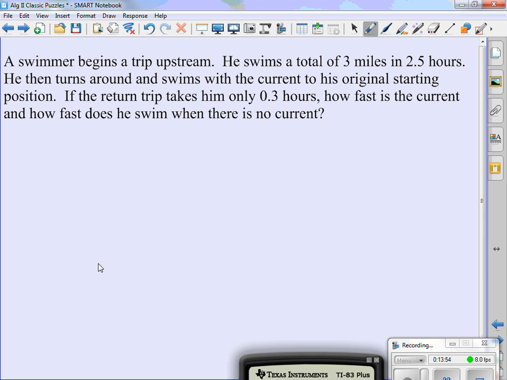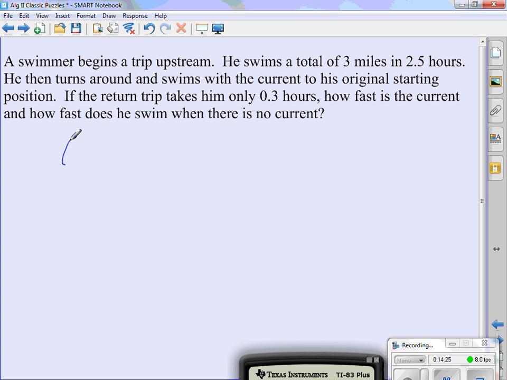Try to set up this one. This one here, I have a swimmer, begins a trip upstream. He swims a total of 3 miles in 2.5 hours. He turns around and swims with the current to his original starting position. It only takes him 0.3 hours. How fast is the current, and how fast is he actually swimming with no current? Try to get it set up.